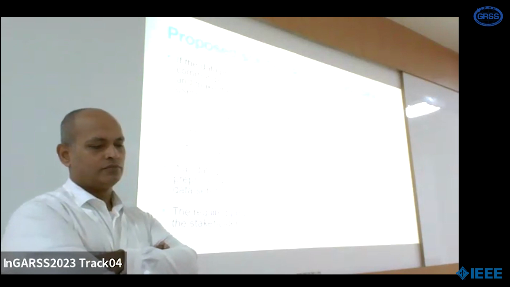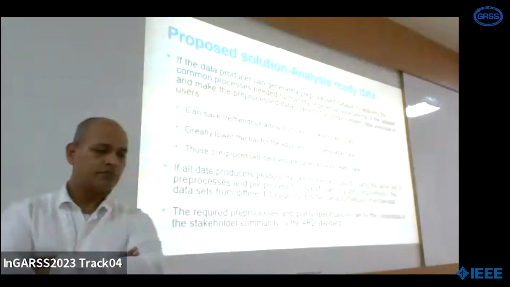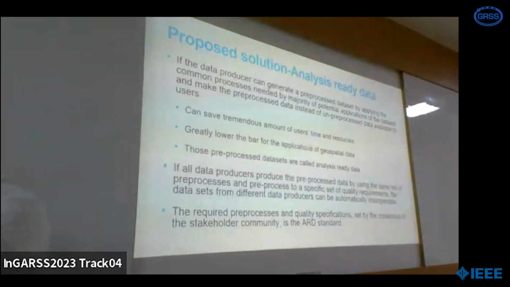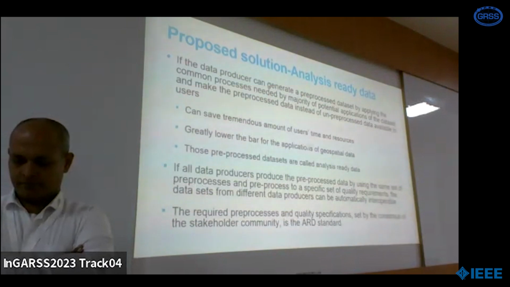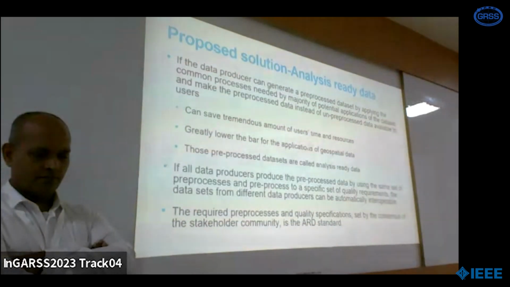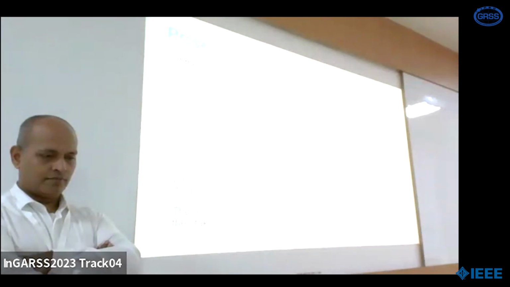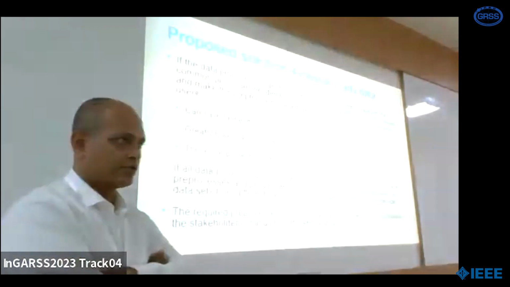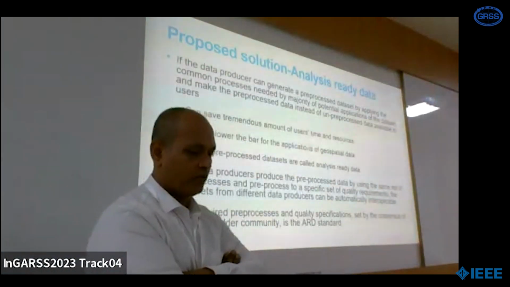So the basic idea is to let the data producer pre-process the data based on a common set of pre-processing the community thinks is necessary, and then generate such a product for the user to use, instead of providing the user with unprocessed data sets. Okay, there are more slides I will not go through right now.